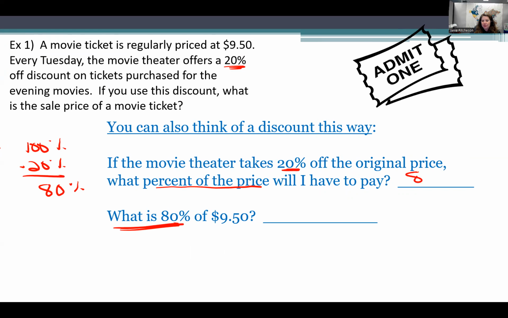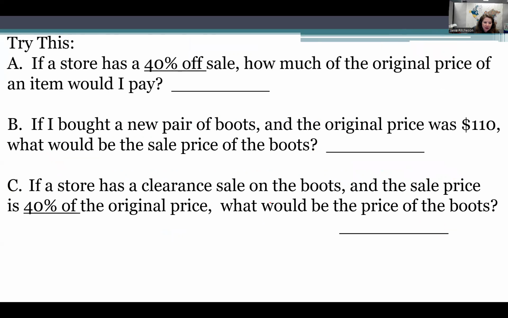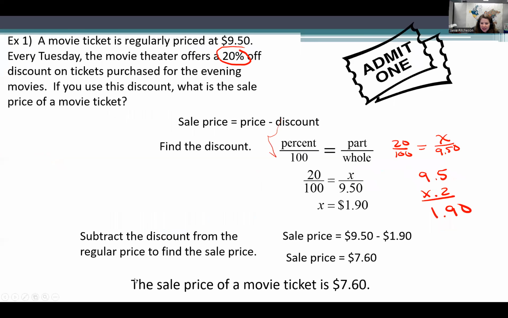I will pay 80% of the original price, which means all I have to do is multiply my price, 9.50 or 9.5 times 0.80 or 0.8. And immediately in one step, I get the answer of $7 and what was it? I forgot the answer. Oh, I thought I had it. $7.60.